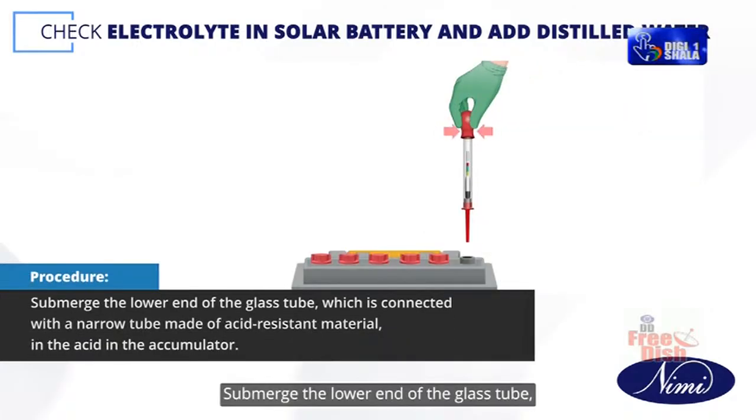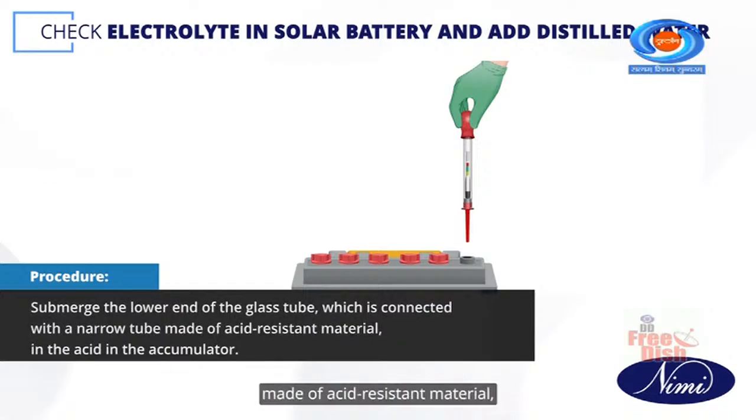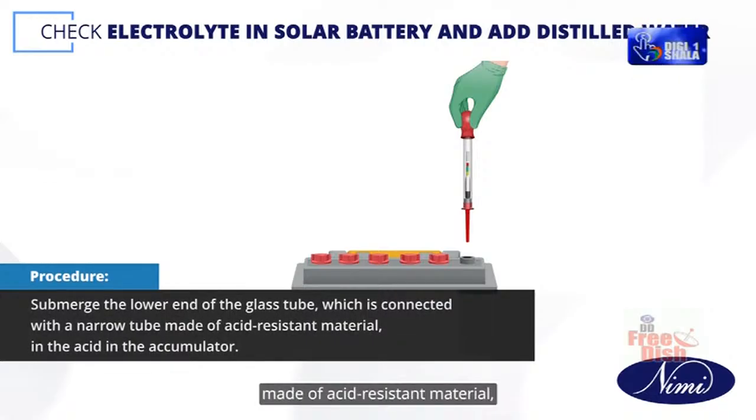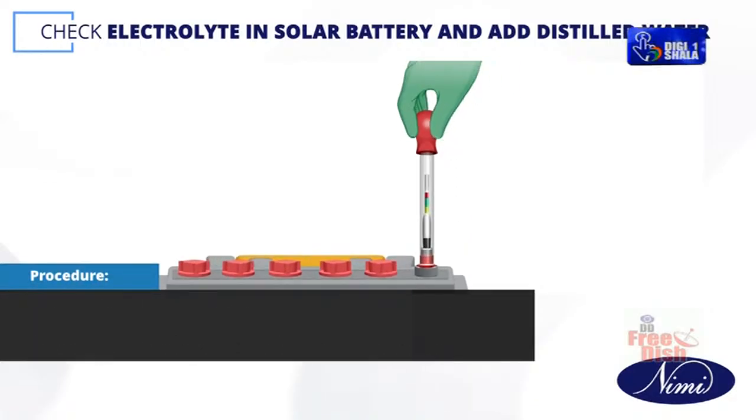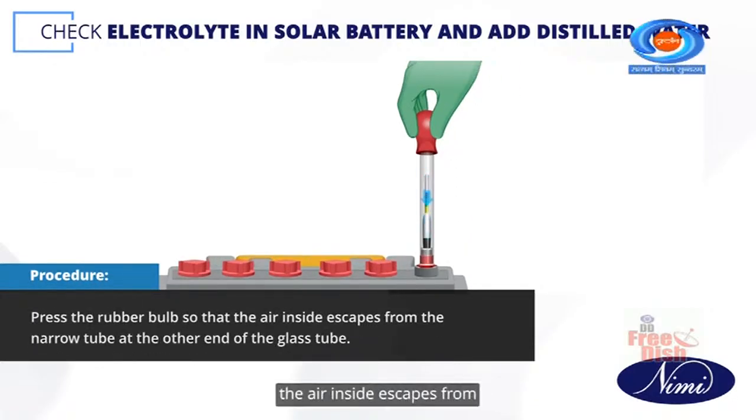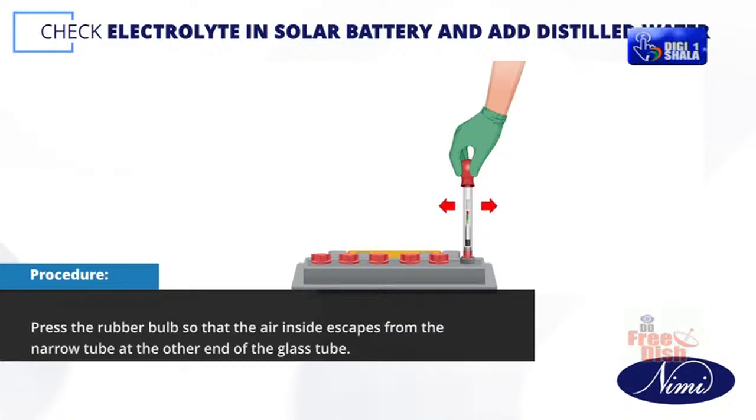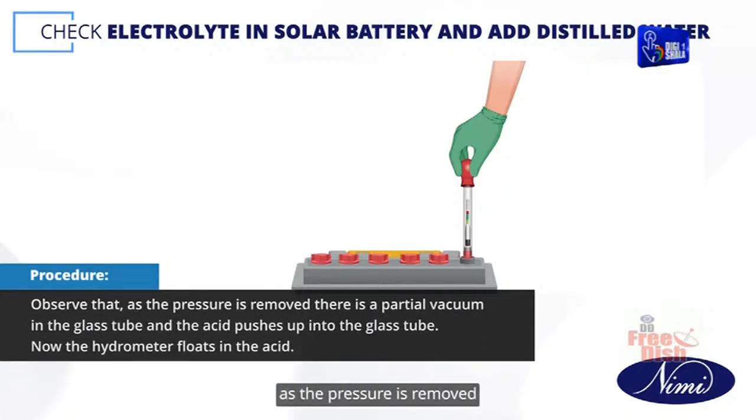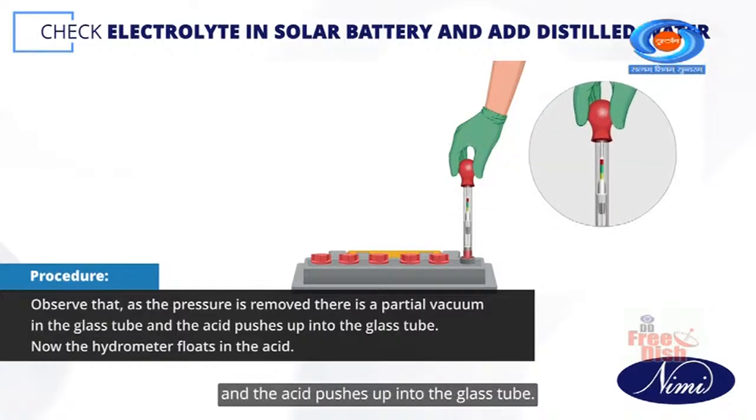Submerge the lower end of the glass tube, which is connected with a narrow tube made of acid-resistant material, in the acid which is in the accumulator. Press the rubber bulb so that the air inside escapes from the narrow tube at the other end of the glass tube. Observe that as the pressure is removed, there is a partial vacuum in the glass tube and the acid pushes up into the glass tube.